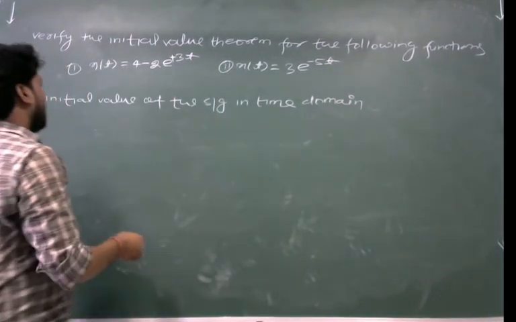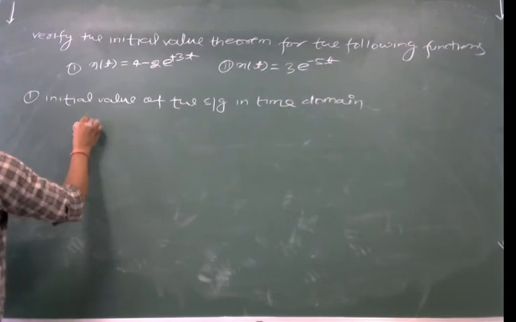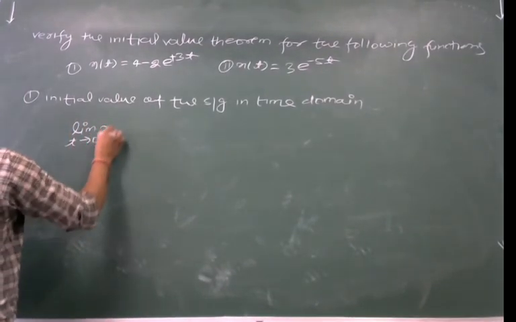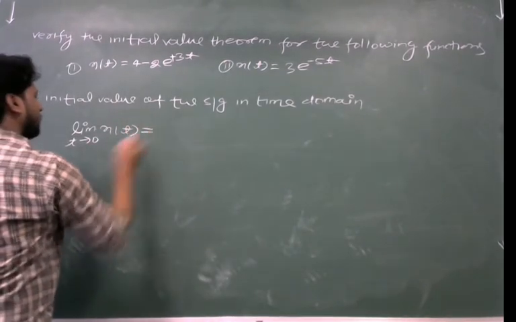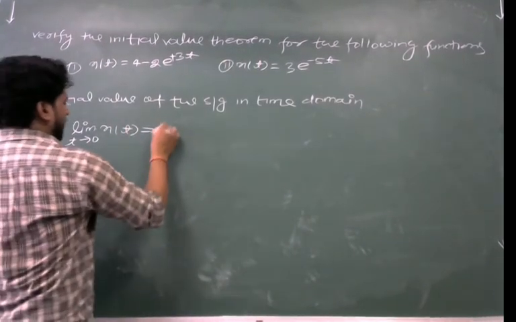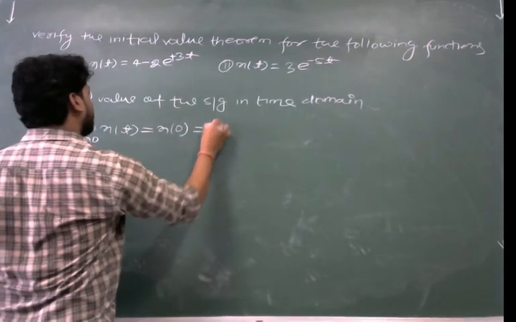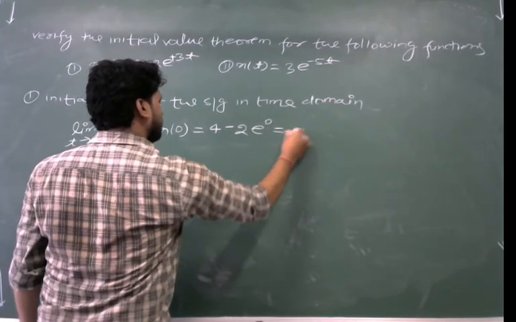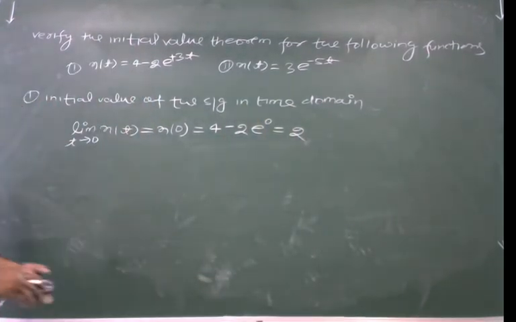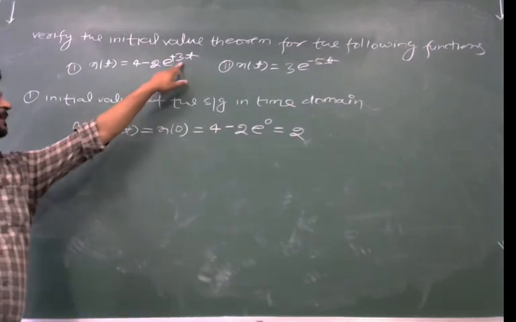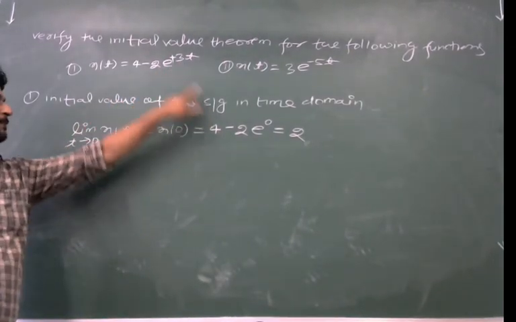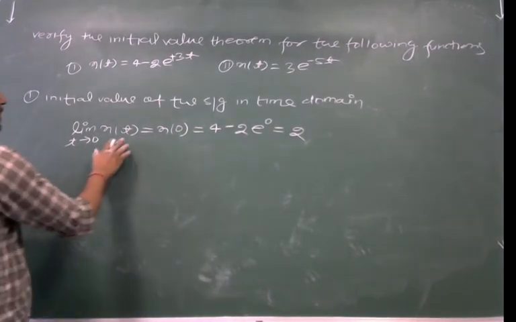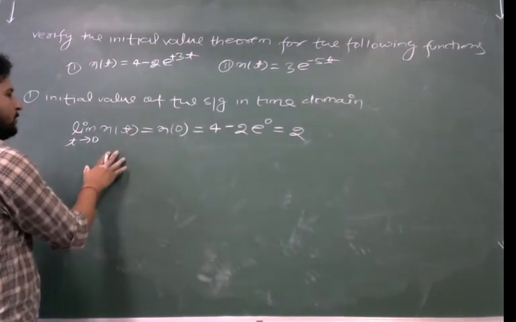So here, limit t tends to 0, x of t will be equal to x of 0, which is equal to 4 minus 2 into e power 0, which is equal to 2. I will put t equal to 0 here. This will become 4 minus 2 into e power 0, so this will be equal to 2. This is the initial value of the signal in the time domain itself.